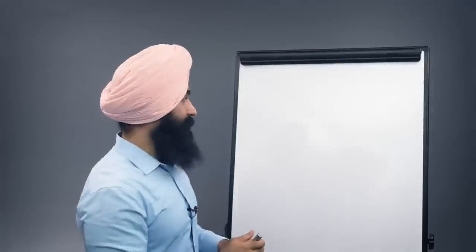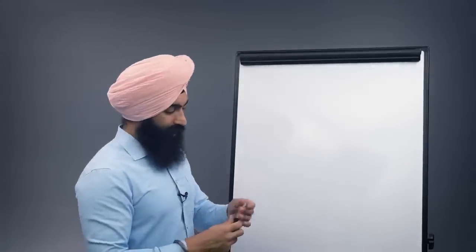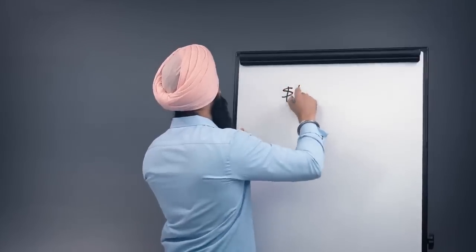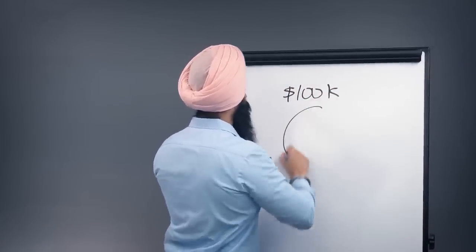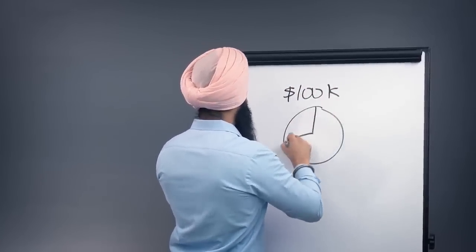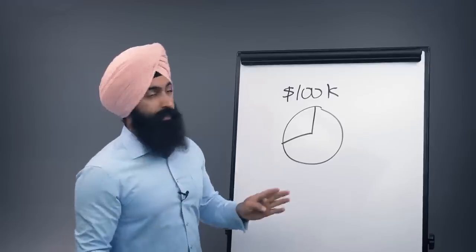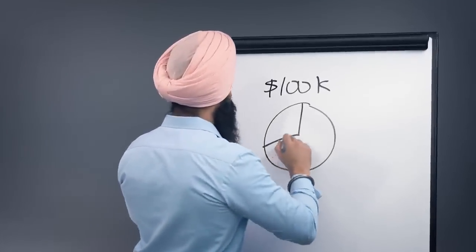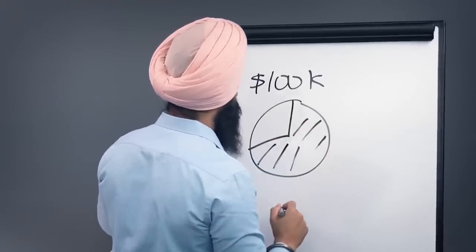Let's assume for the purposes of this example that I own a company that sells markers for whiteboards. And this company does $100,000 a year. And out of this $100,000, $70,000 are my expenses. So this is all my $70,000 worth of expenses.